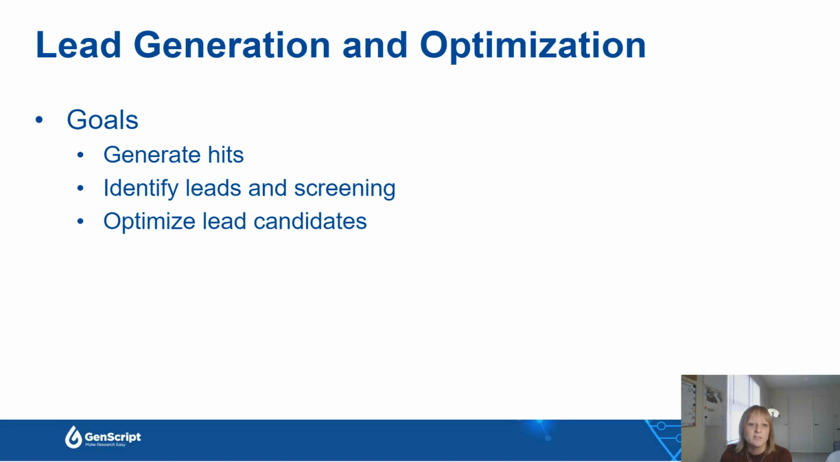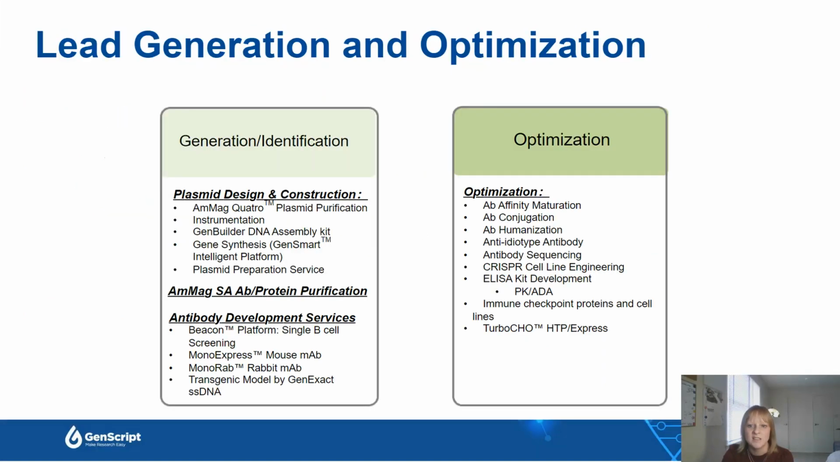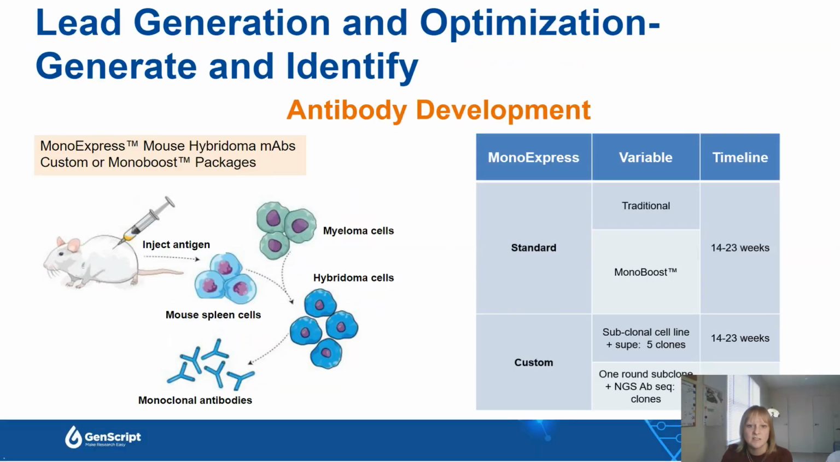So once we've identified and validated our target, we now move on to generating and optimizing our leads. In this stage, our goal is to generate a number of hits, identify those that bind our target through screening, and then optimize our most promising candidates. This slide shows the comprehensive list of GenScript solutions in this area. So let's look at a few of our key products and services.